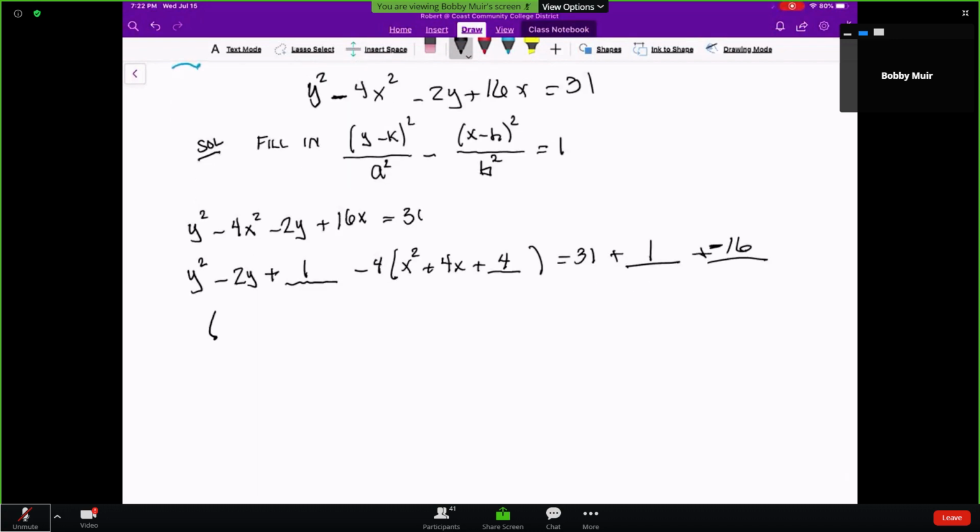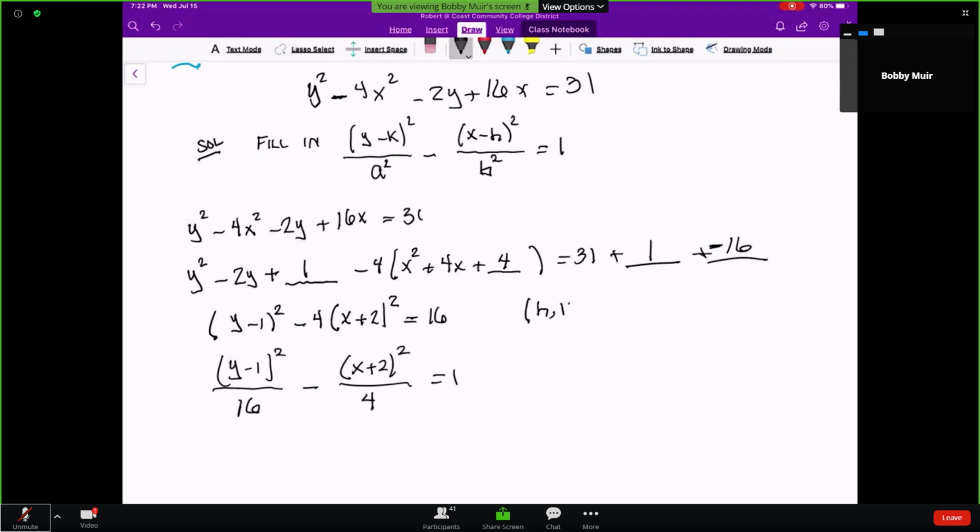By design, this becomes (y minus 1) squared minus 4 times (x plus 2) squared equals 16. So (y minus 1) squared over 16 minus (x plus 2) squared over 4 equals 1. Now the center (h, k) is at the point (negative 2, 1).